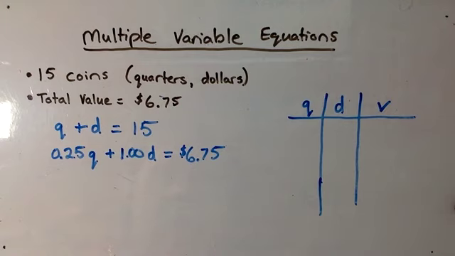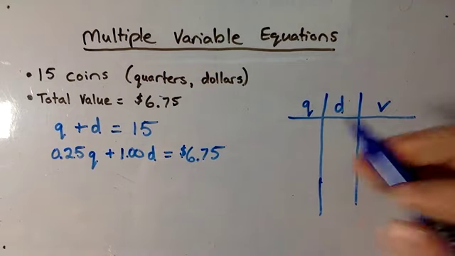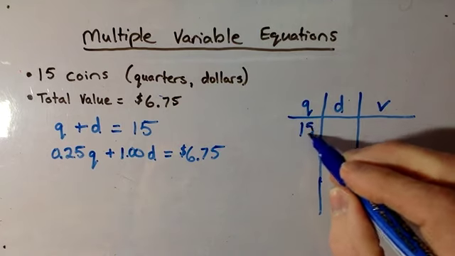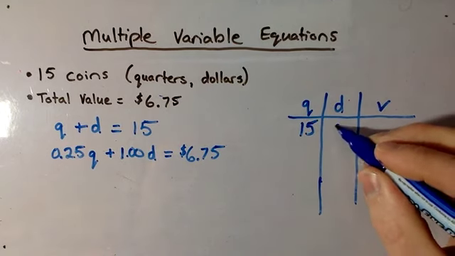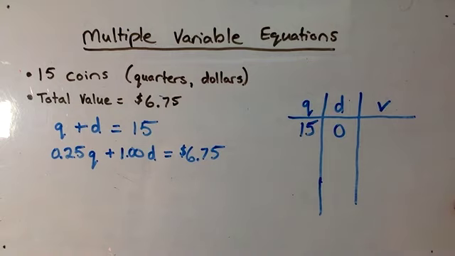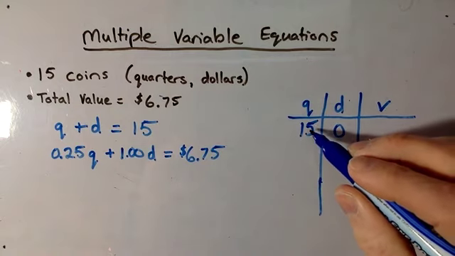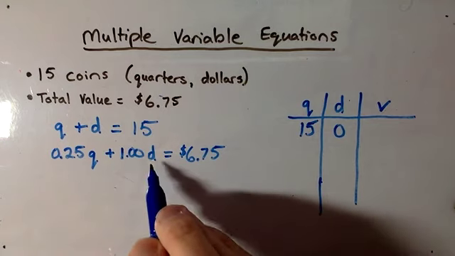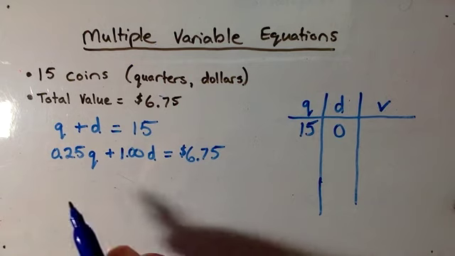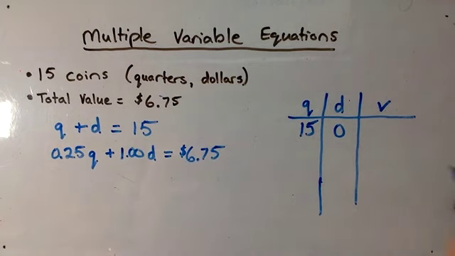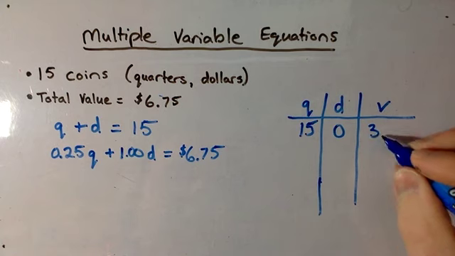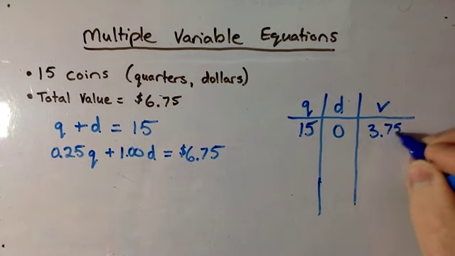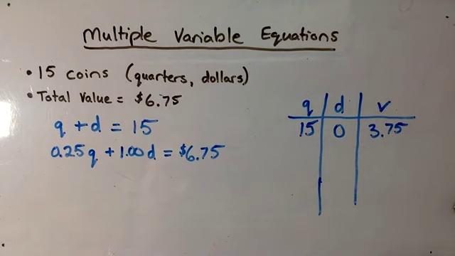Now, what I find is the easiest way to start is to just imagine that all of them were quarters or all of them were dollars. So if we have 15 coins and I have 15 quarters, that means that none of them can be dollars, because I've already used up my 15 coins on quarters. So I've got 15 times 0.25 plus nothing, because there's no dollars here, is going to give me a value. So 15 times 0.25 we find is $3.75.